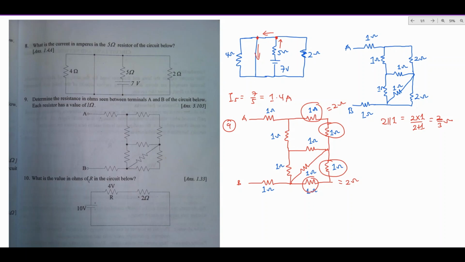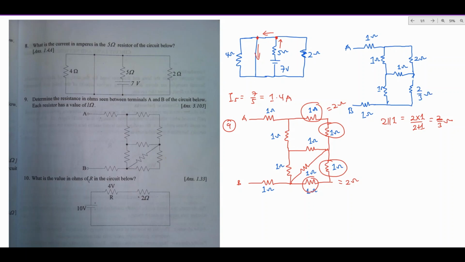So at the end, let me clean this. I don't want us to redraw the whole circuit again. So let me clean all that we have here and put our 2 on 3 ohms there. So this will be 2 on 3 ohms. This is what we have.